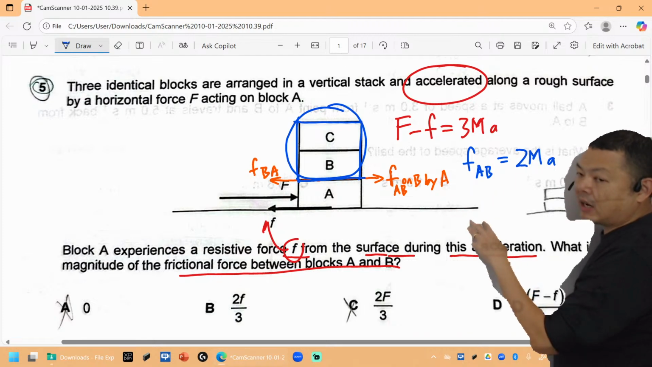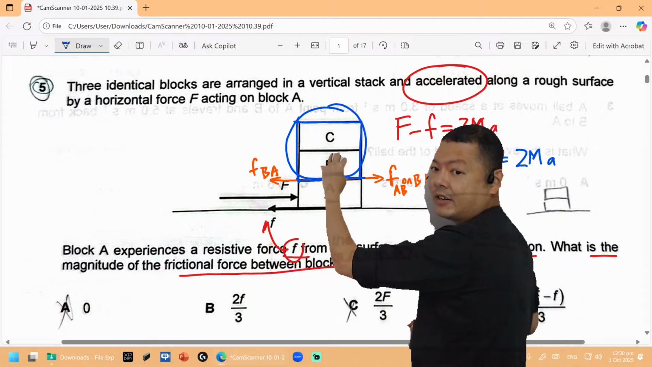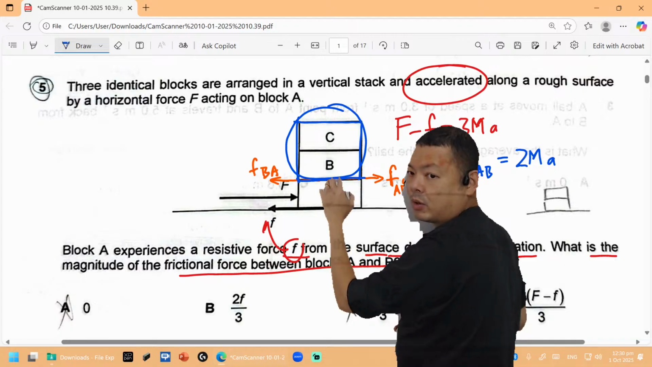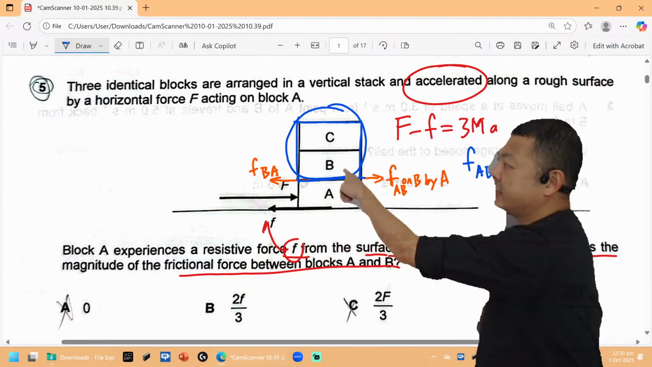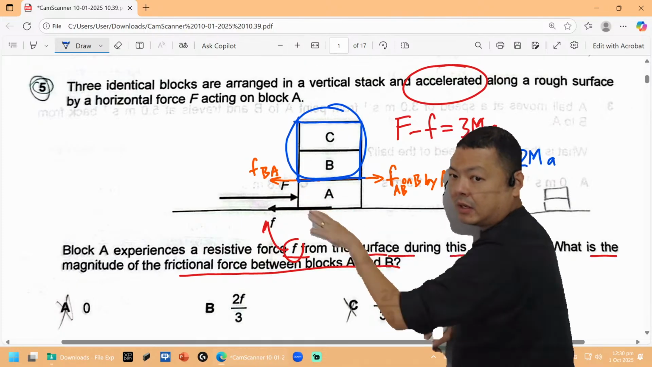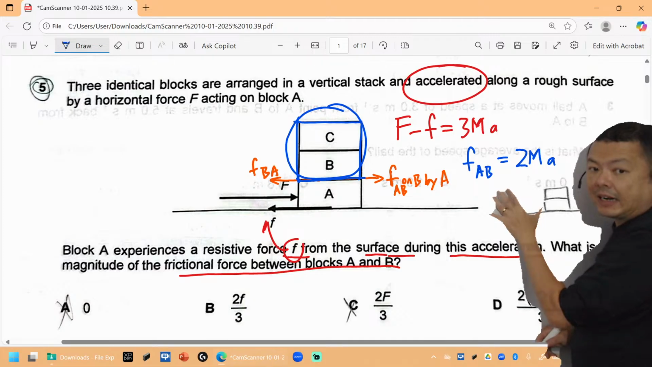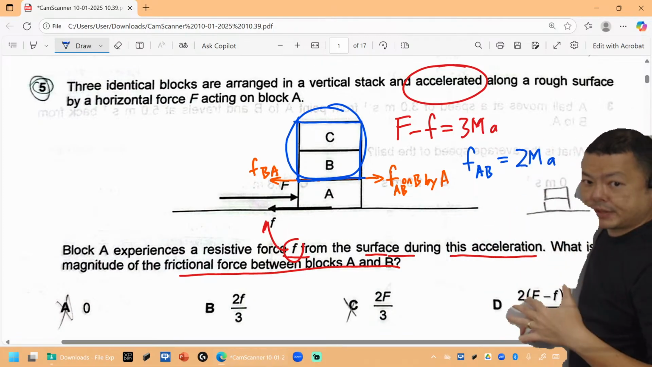Now you cannot isolate B, because if you do that, then you need to consider the friction by C on B. So for convenience, I'll just group these two. You can isolate B if you want to, but you're just introducing another unknown. Okay, so now I have two equations. I don't know whether this is enough. This is the first time I'm doing this question. I'm just showing you how I work through the process.